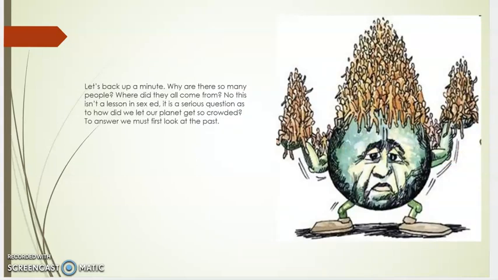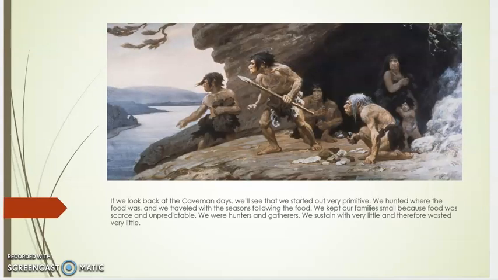Let's back up a minute. Why are there so many people? Where did they all come from? No, this isn't a lesson in sex ed. It's a serious question as to how did we let our planet get so crowded. To answer that, we must first look at the past.